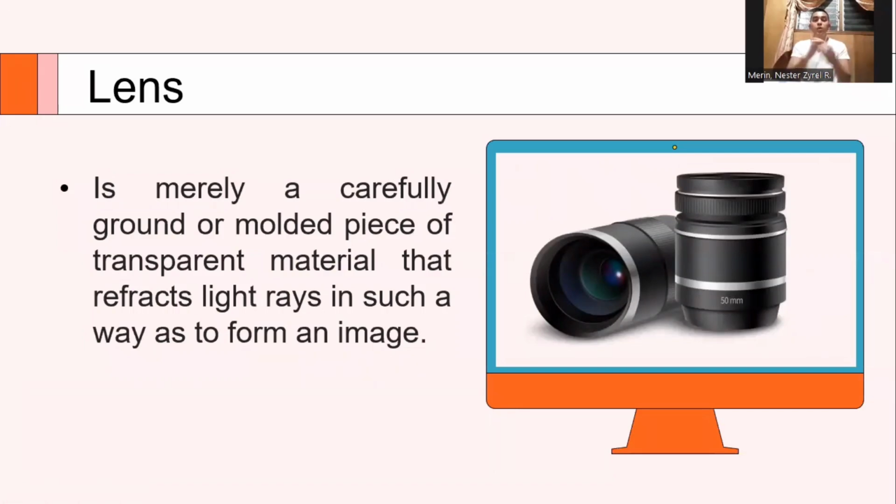To begin with, we have lens. Lens refers to a small object or a transparent glass that refracts light rays. When we hear the word refract, it means the light rays will change direction when they enter the lens. By the mechanism of that, it will form an image.